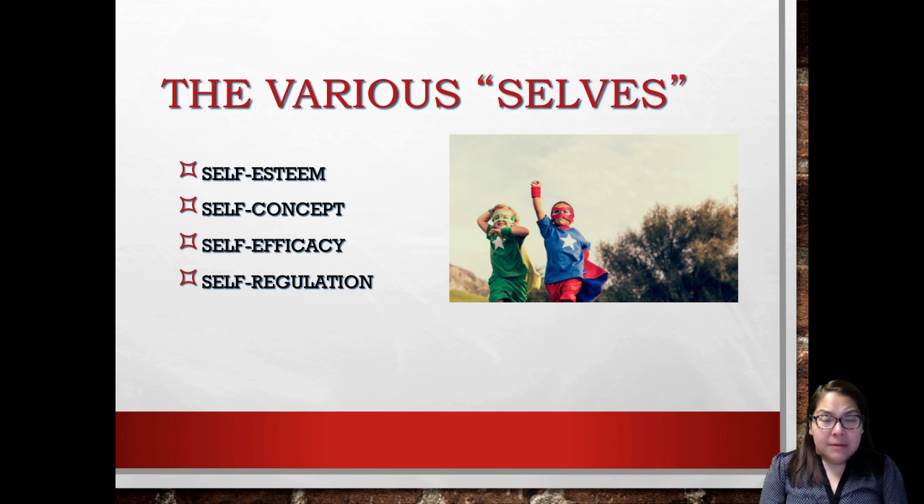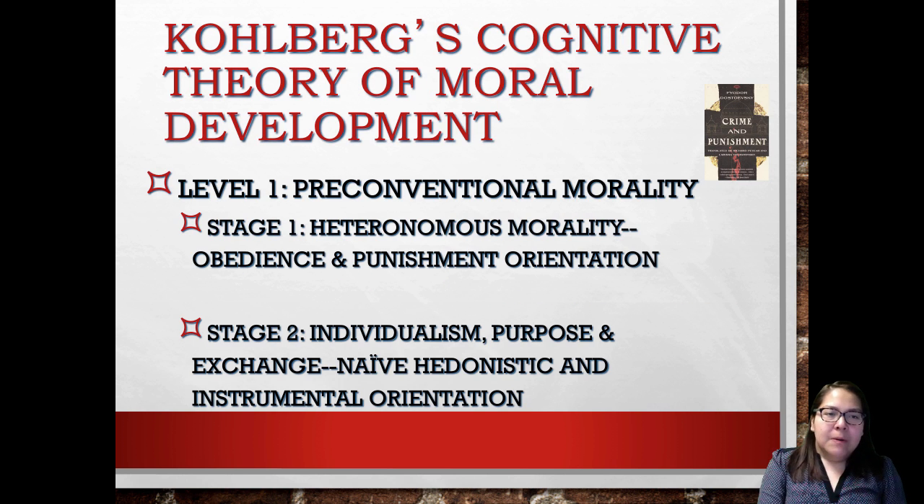So this is also related to self-control, which significantly increases from 4 to 10 years. So that's the ability to control these impulses. So with the development of self-regulation comes the development of more sophisticated moral reasoning. And that leads us to talking about Kohlberg's cognitive theory of moral development.